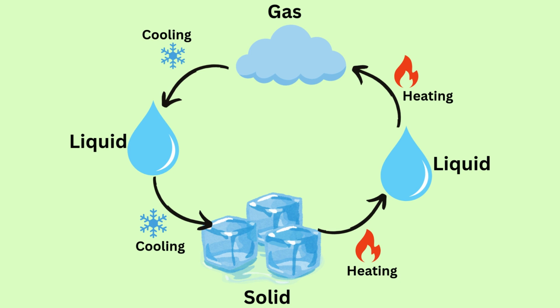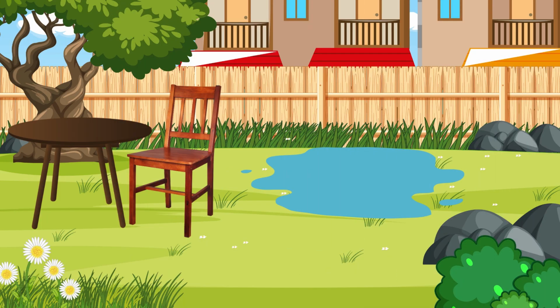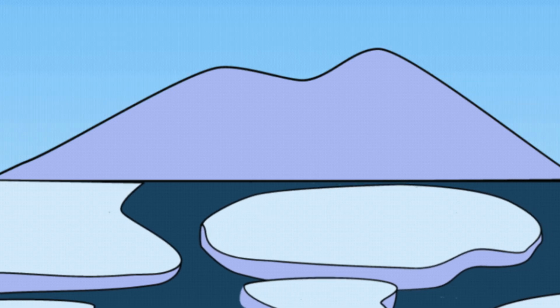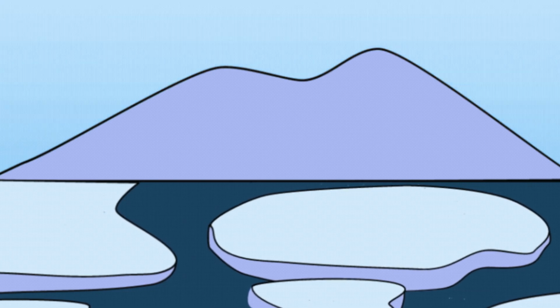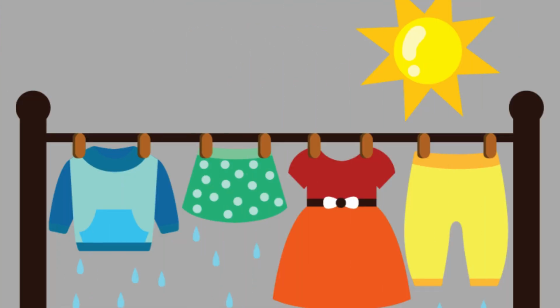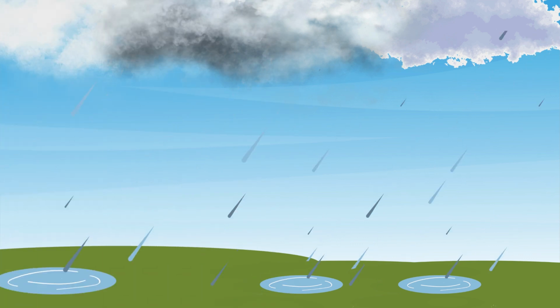Now it's your turn to be a scientist. Look around your house or outside. Can you spot examples of solids, liquids, and gases? Try to find things changing states, like ice melting or puddles drying up. Remember, science is all about observing and asking questions. So keep your eyes open and your mind curious.